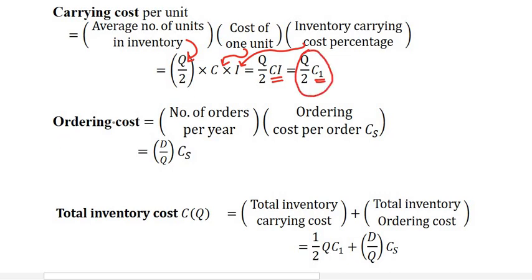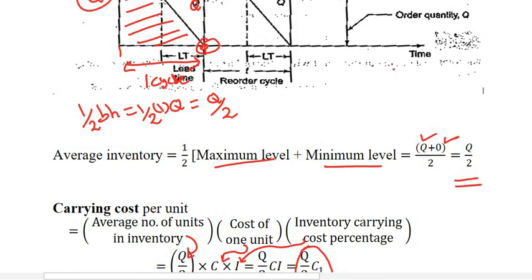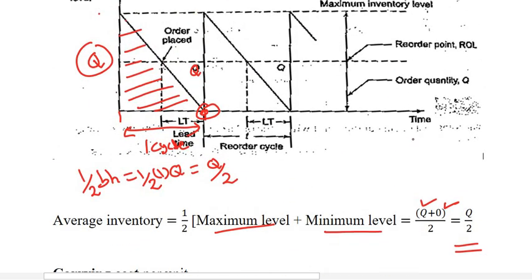Next is the ordering cost. Ordering cost is the number of orders per year times the order cost for the cycle. I already told you that for an order we need an amount CS as the ordering cost. But I want to know how many orders I have to place. In this model, the total demand is D, and each time I am placing an order of quantity Q, and so on. The total demand must be fulfilled when you add all the Q values. So this is the number of times we order.